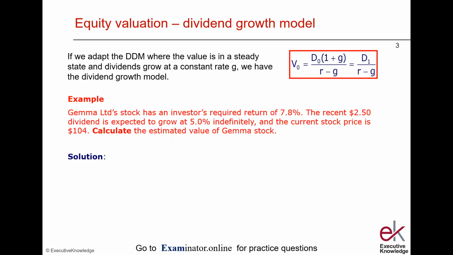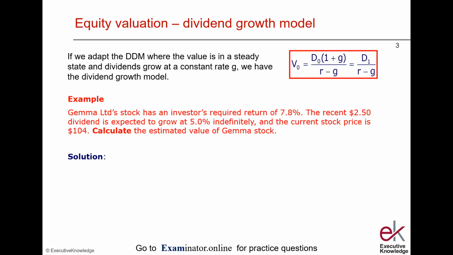And as it says at the top, if we adapt the dividend discount model where the value is in a steady state, so this is for larger companies that are not volatile, and dividends grow at a constant rate, and we assign G for the growth rate, we have the dividend growth model, and there it is in the box. So the value is the next dividend, that is so important, D1, and the next dividend is D0, that is the dividend that has just been paid, and we grow it 1 year, we multiply it by 1 plus G divided by R minus G, rate of return minus the growth rate, which can be shown as the next dividend, D1, divided by R minus G.